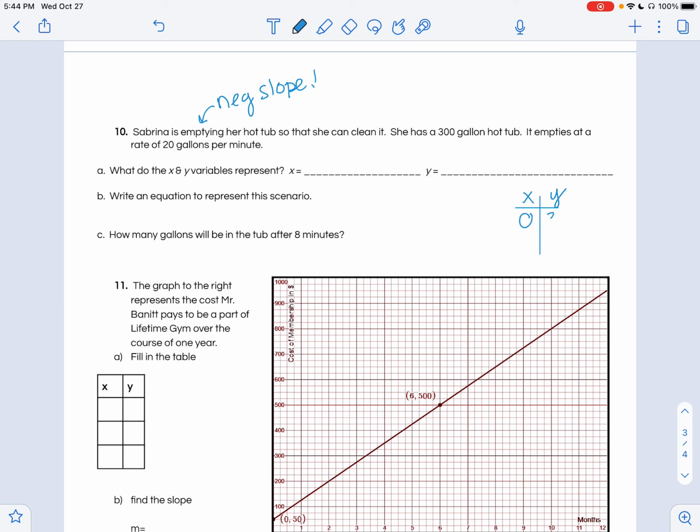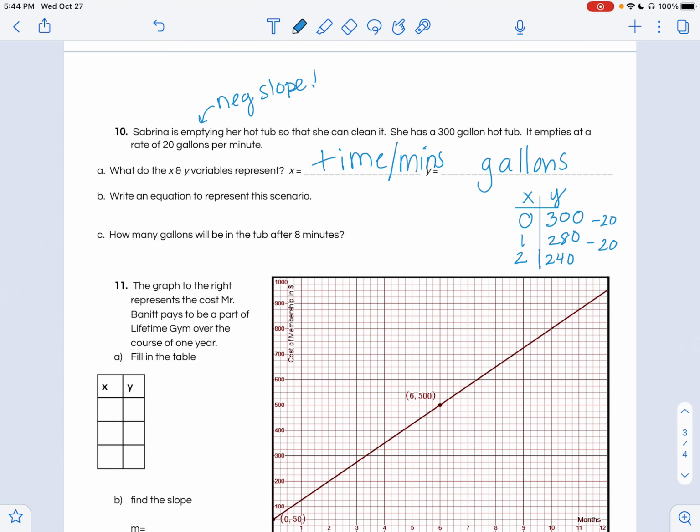Before she starts draining it, she has 300 gallons in her hot tub. This helps me though, because now I know x is the time, the minutes, and y is the gallons left in the hot tub. After 1 minute, I take away 20 gallons because it empties at 20 gallons per minute, so I have 280. And at 2, I take away another 20 gallons, so I'd be at 240.